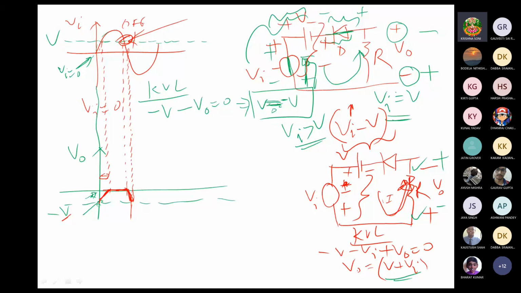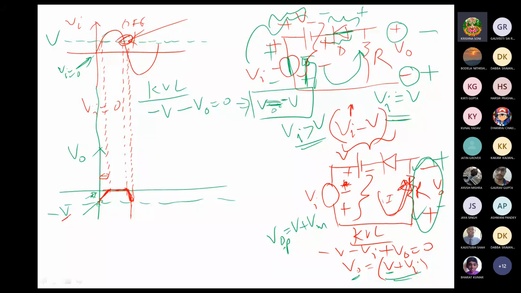So it means the potential V plus Vi is happening. What is the maximum value? The maximum value of the input voltage is Vm. So the peak value of the output voltage will also be equal to Vm plus V. So the output peak value will be equal to V plus Vm, with this polarity, minus plus.